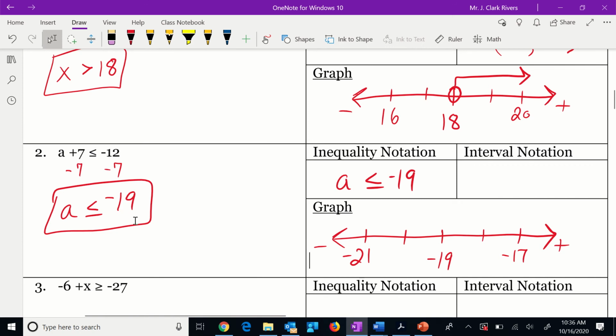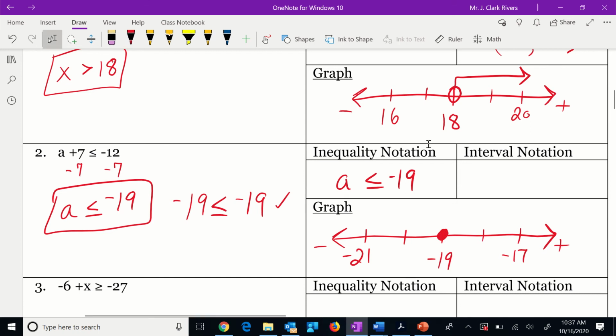Is negative 19 included in this? I messed up on that. Hang on one second. Is negative 19 less than or equal to negative 19? Is this true? That is true. Yes. Negative 19 is less than or equal to, because it is equal to negative 19. So negative 19 is going to be included in our solution set. We're going to put what we call a closed circle there.